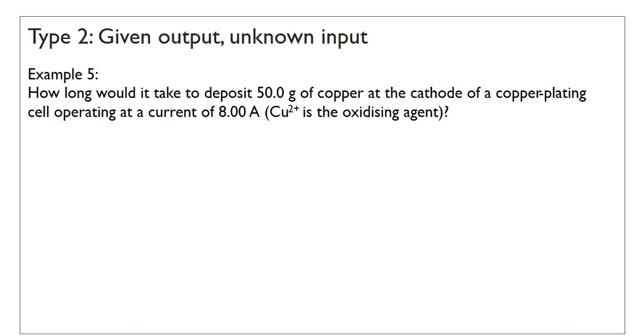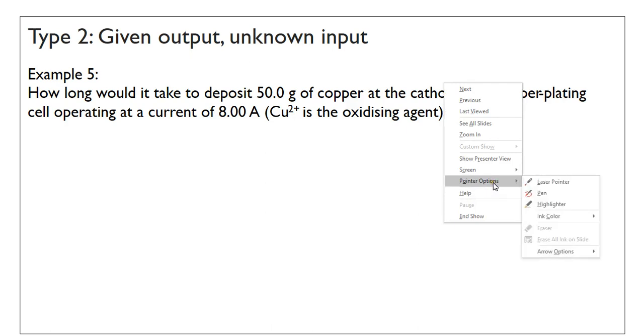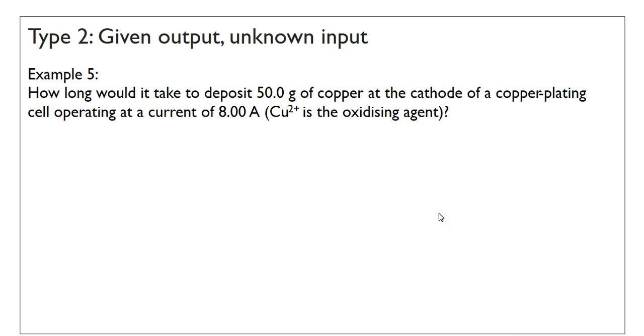Example 5. This is the second type of question, and I really only have one example for this type, mainly because this is getting way too long. But obviously, you can have very interesting questions when I give you the volume of gas produced and you have to work backwards. The second type of question in a nutshell is you're given the amount of product and you have to work backwards, work out what is the current that you need, how long do you need to run the cell for. Generally those two. So this is example 5, how long.